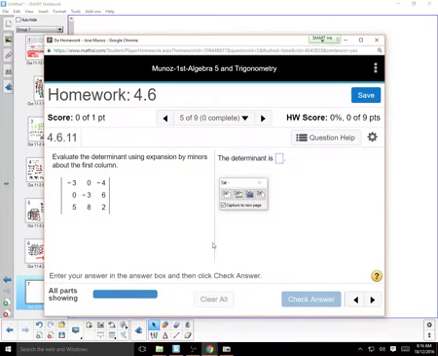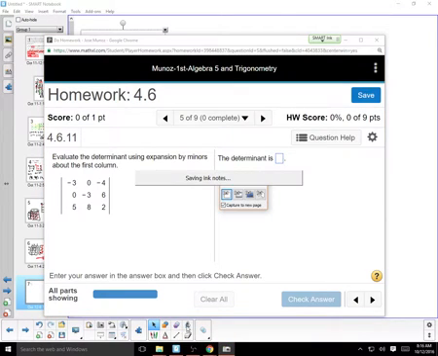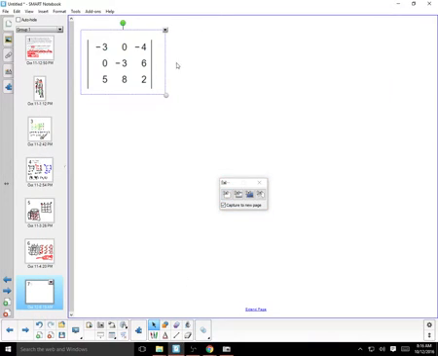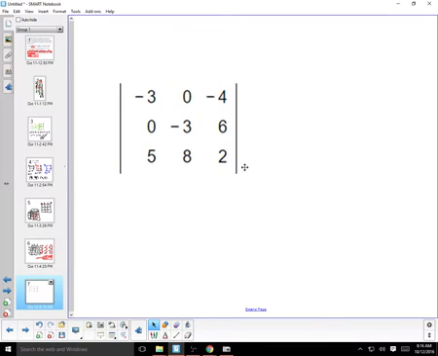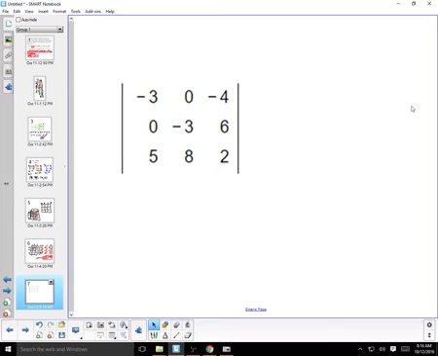So let's take a look at finding the determinant for this problem using the matrix augmentation. To do that, the first thing you had to do was to expand the matrix by rewriting the first two rows: -3, 0, 5, 0, -3, 8. Okay? Not a bad part, right?